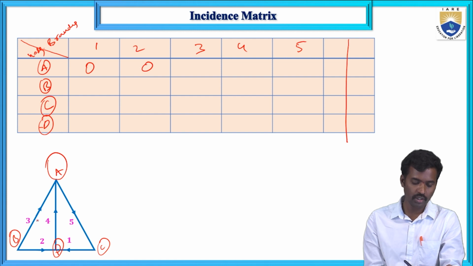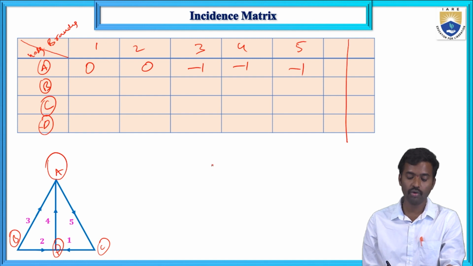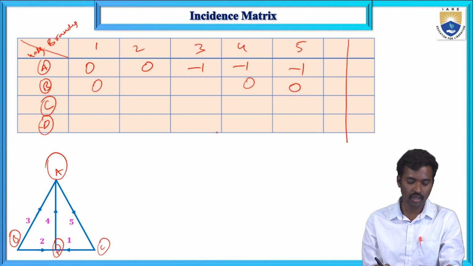1 and 2 are not associated. 3, 4, 5 are entering the node, that means -1. And for node B, only 3 and 2 elements are associated, and 1, 4, 5 are 0. 1, 4, 5 are not associated.